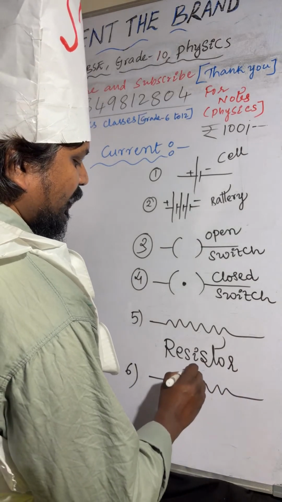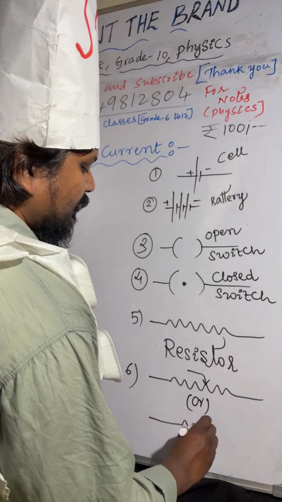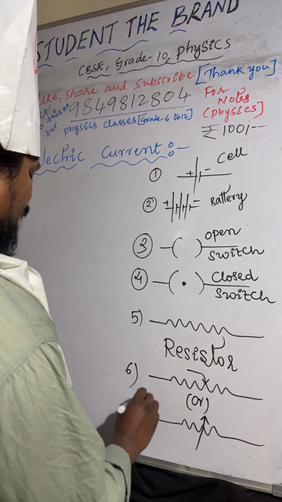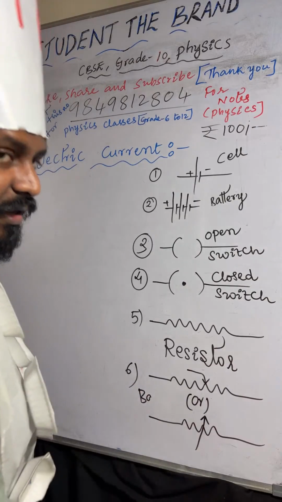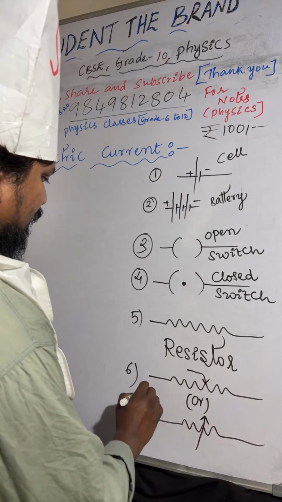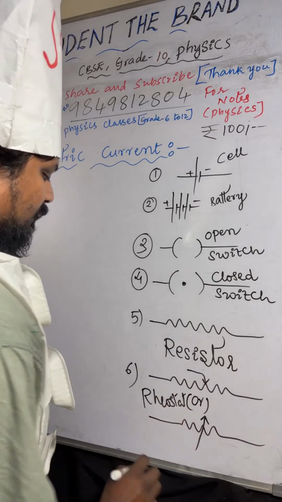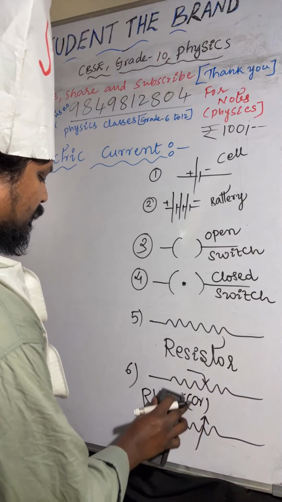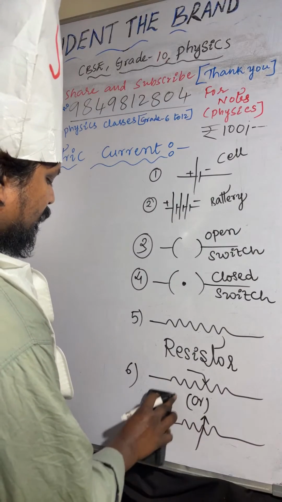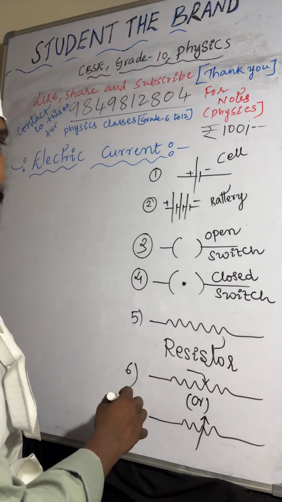Rheostat. So rheostat is like this. I am taking one more. Two or more cells can be connected, which is a battery. So this is a rheostat, right? A rheostat.